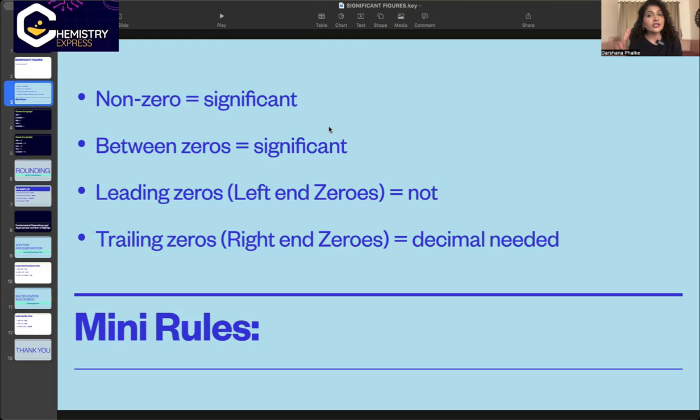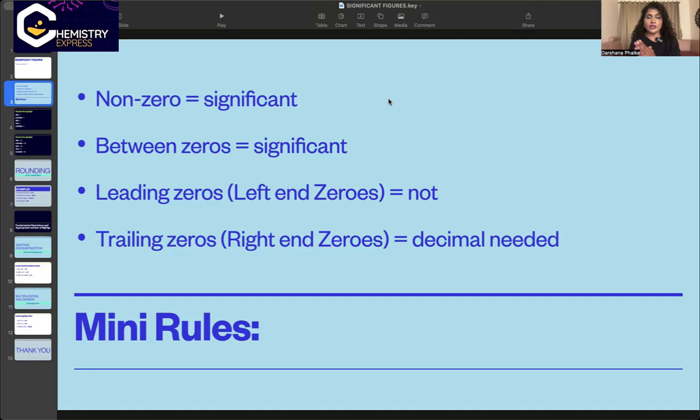Now all the non-zero digits are significant. That is 1, 2, 3, 4, 5, 6, 7, 8, 9. All these digits are significant in the measurement. Now if there are zeros in between these non-zero digits, that is if I have 1, 0, 1, 1, 0, 5, 4, 4, 0, 8, that 0 which is sandwiched between two non-zero digits is also significant. Now you may wonder, what is she talking? I'm not understanding. Don't worry, we are going to look at all of this with examples.